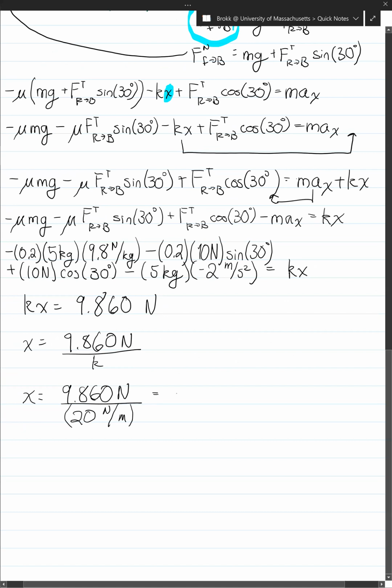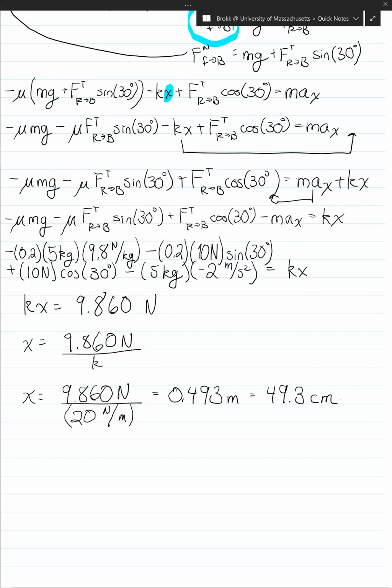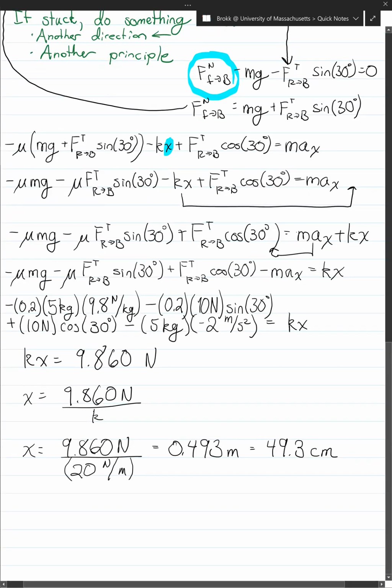And I get 0.493 meters, or equivalently 49.3 centimeters. So this string has been stretched 49.3 centimeters, or something in the neighborhood of 16 inches. So that's it. Yeah, it's long. Yeah, there's a lot going on.